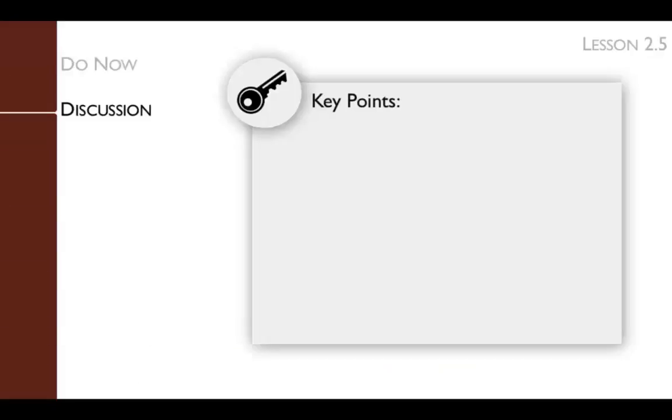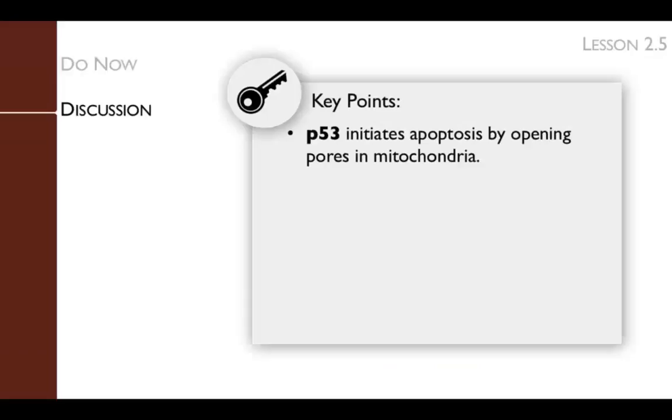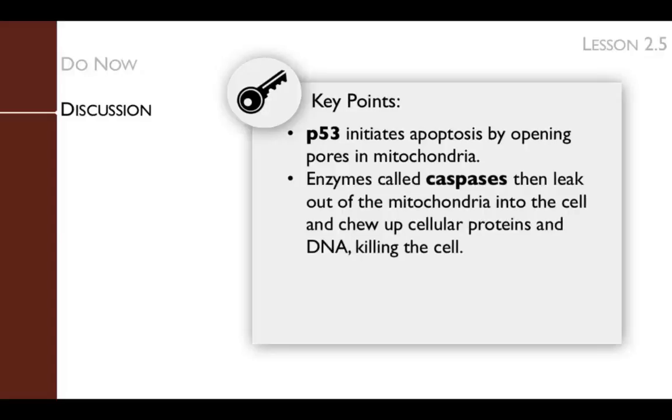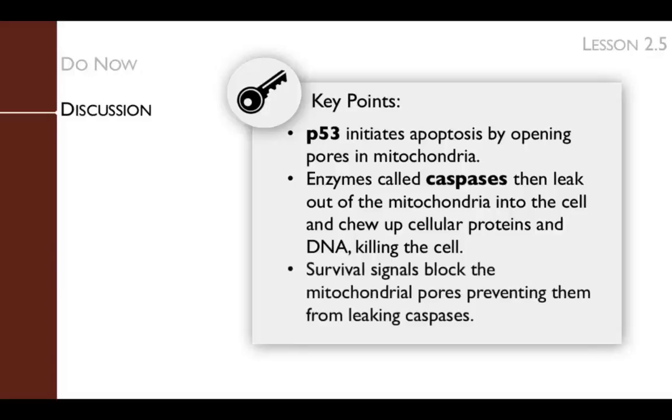The key points of the discussion are that p53 initiates apoptosis by opening pores in mitochondria. Enzymes called caspases then leak out of the mitochondria into the cell and chew up cellular proteins and DNA, killing the cell. Survival signals block the mitochondrial pores, preventing them from leaking caspases.